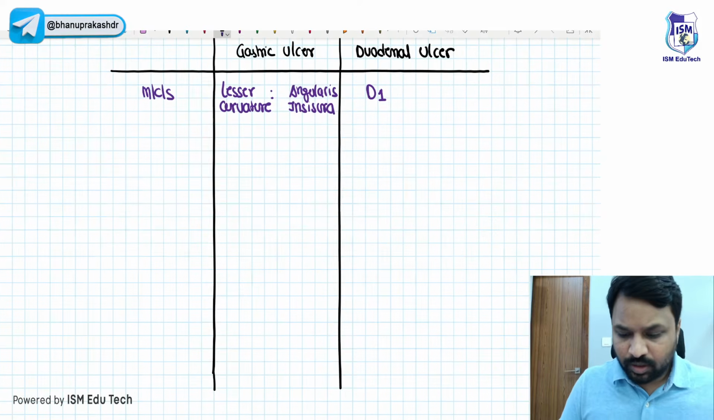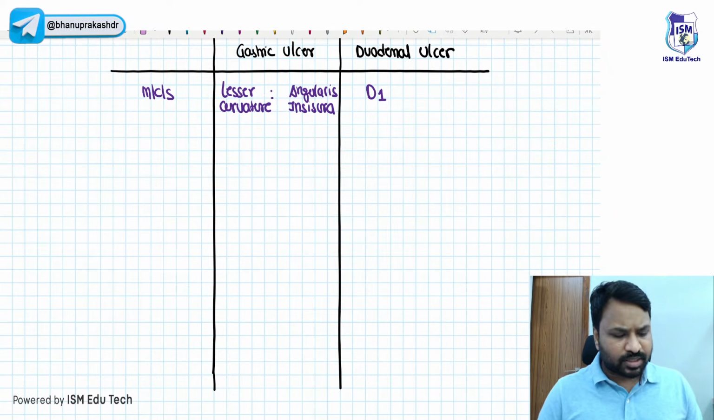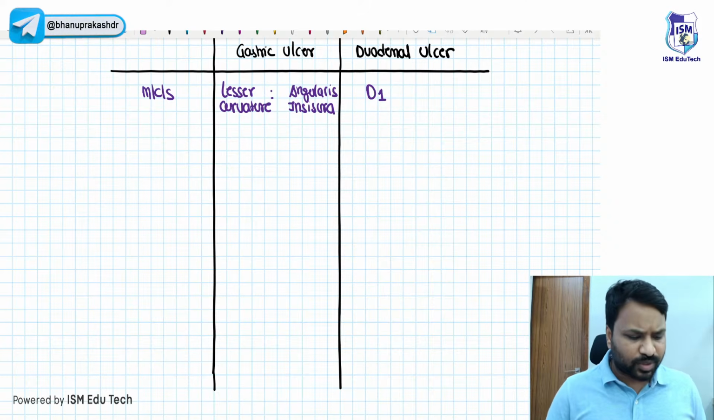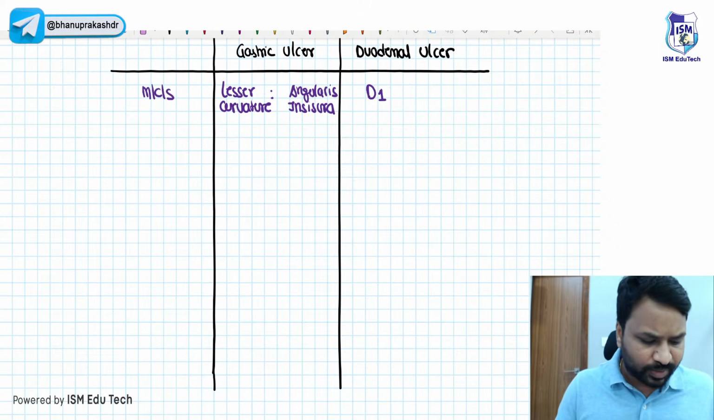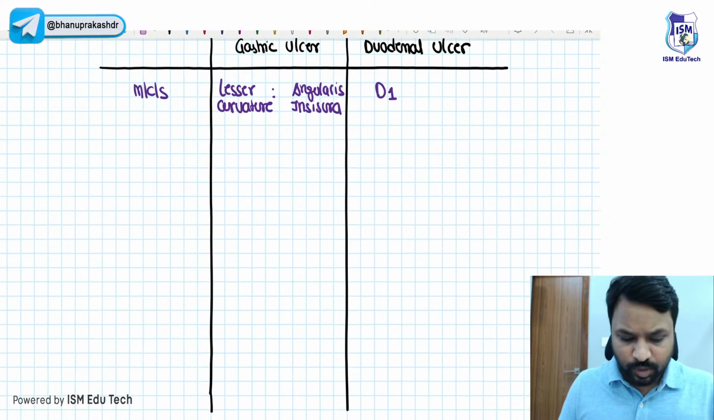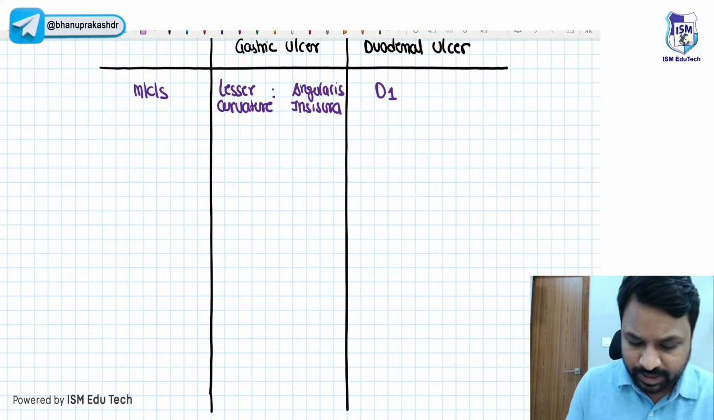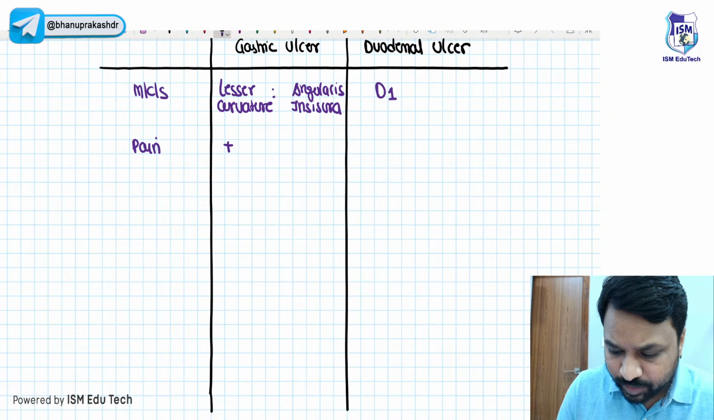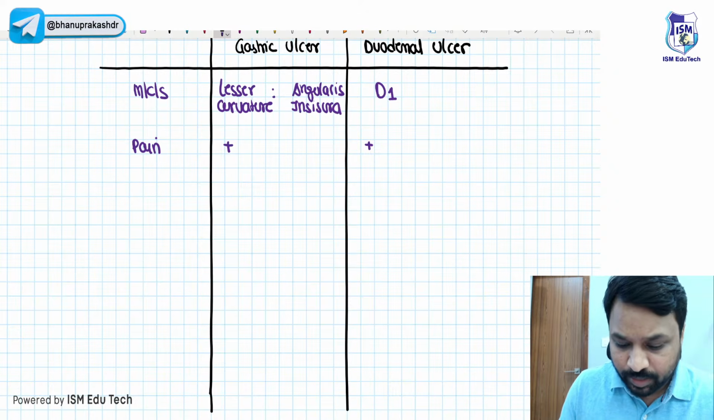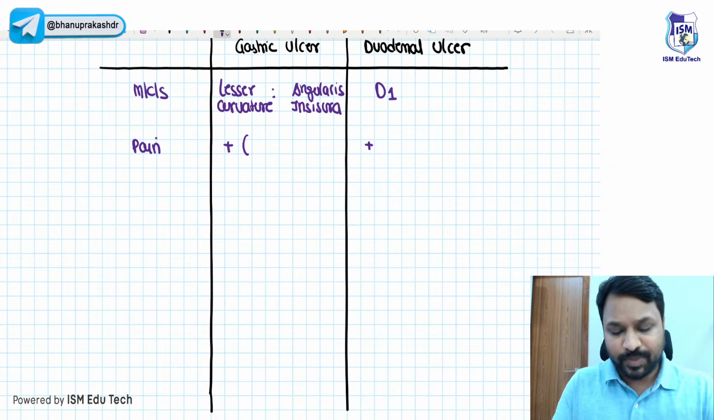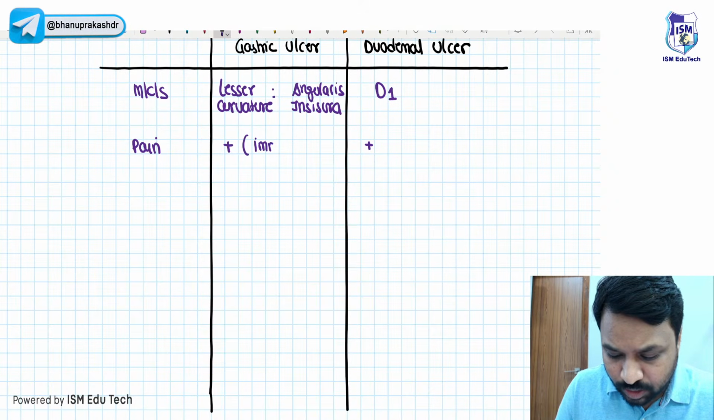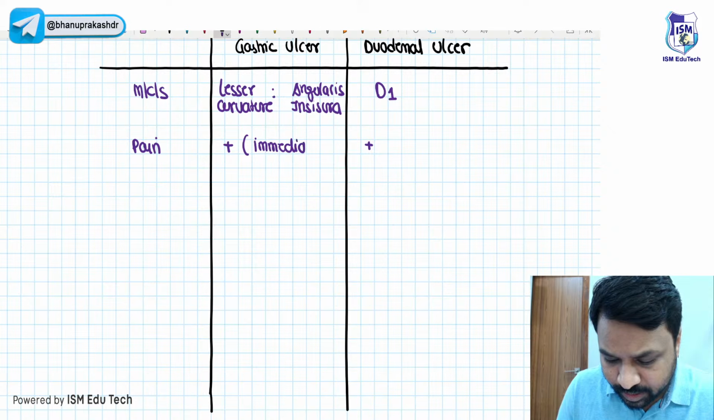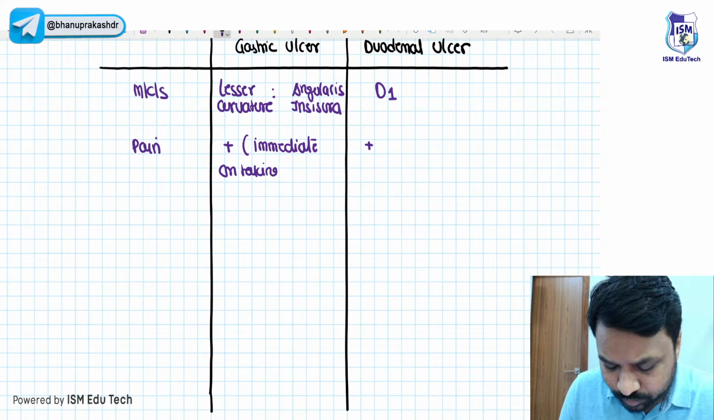Okay. Now, what is the most characteristic feature of peptic ulcer disease? Quick feedback. It is the component of pain. So both of them will be associated with pain. But remember, in gastric ulcer, the pain is immediate on taking food.